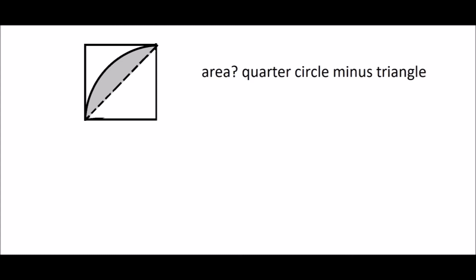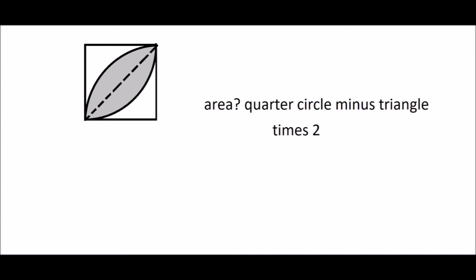The last weird shape that we have is this one. It looks like a leaf, but if you pay attention closely, half of it is actually a quarter circle that loses a part in the shape of a triangle. So to find the area is just the quarter circle minus the triangle. Well, for the real shape of this, don't forget to multiply it by 2.